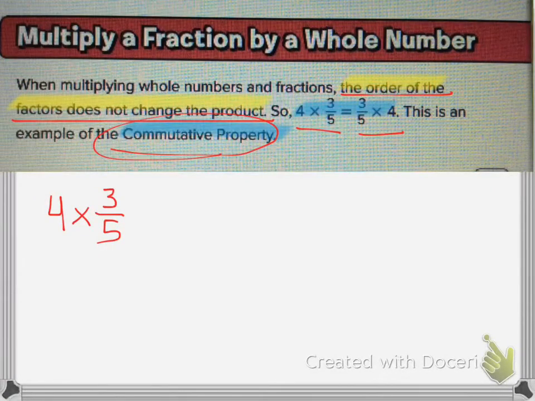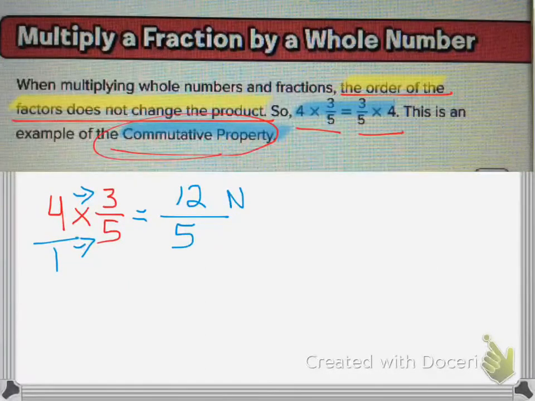First thing we're going to do is take our whole number and put it over what? 1, exactly. And then we're just going to multiply straight across. 4 times 3 gives me 12. 1 times 5 gives me 5.